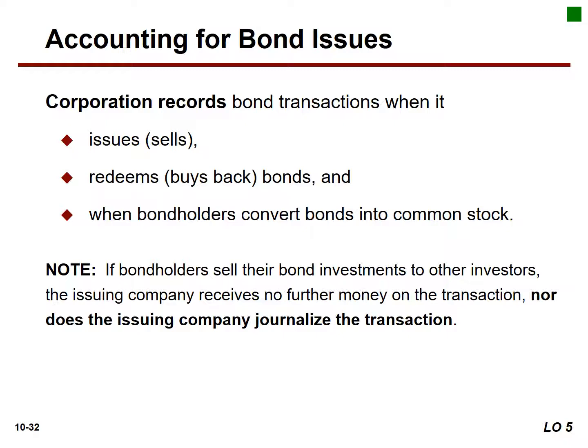When a person who has bought a bond from the company later on sells it to another investor, there is nothing for the company to record. That's between the two different individuals in this transaction. So once a bond is issued and it's out there in the marketplace, when it's being bought and sold, there is not an entry that the company who has issued the bonds has to make.